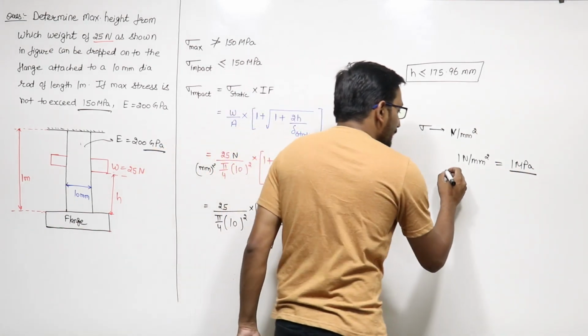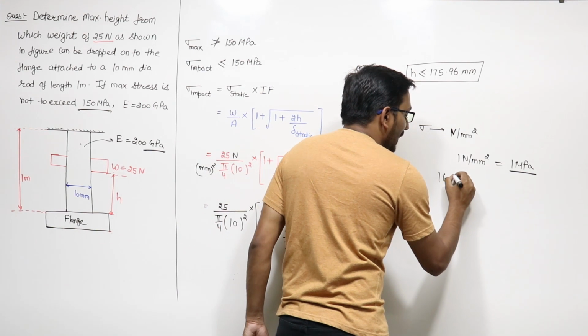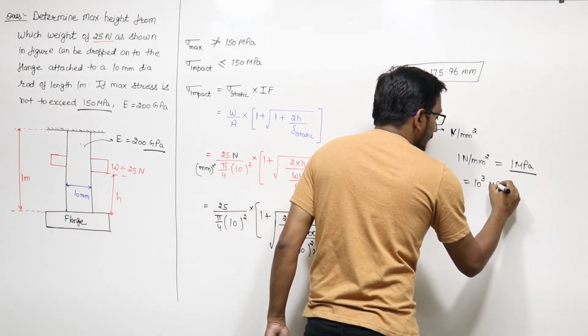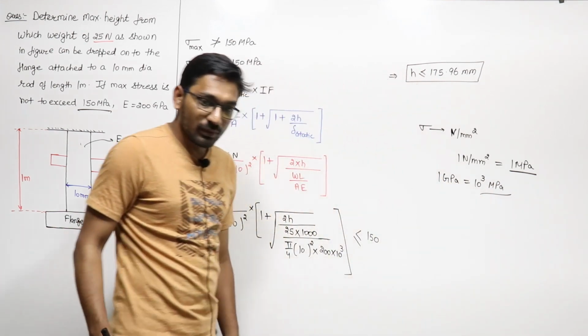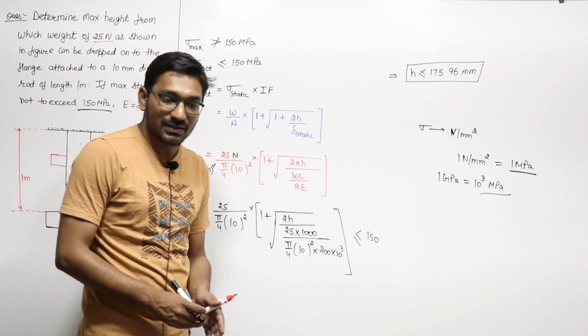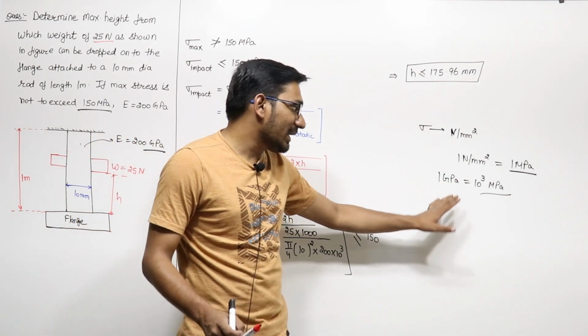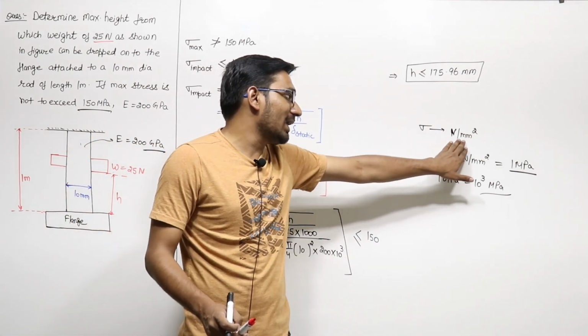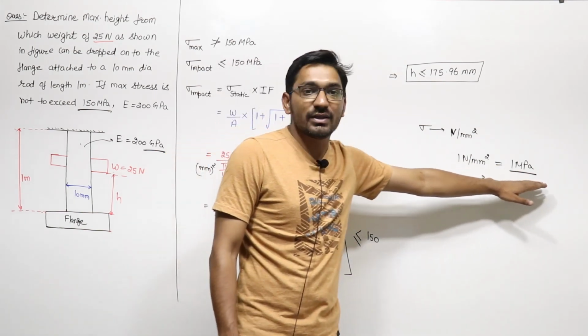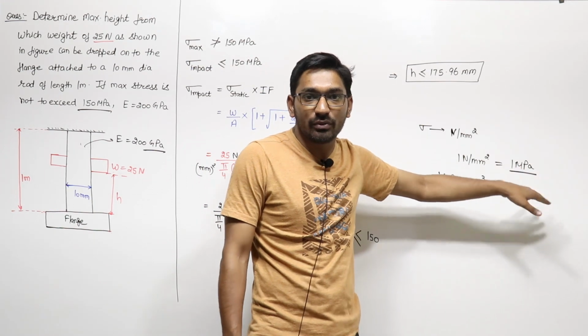Right. So 1 gigapascal will be equal to 10 raised to power 3 megapascal. This we know, right? So we are taking the dimensions in strength of material as Newton per mm square, and 1 Newton per mm square is 1 megapascal. You have to remember this.